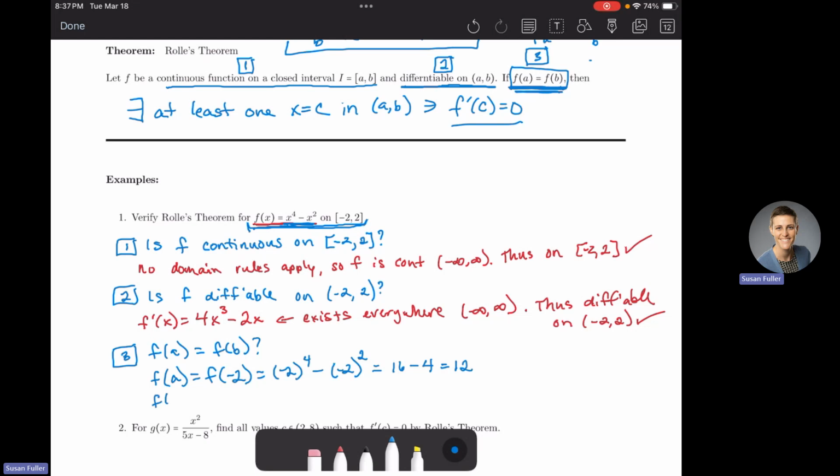And then I have to find f of b, where my b value is 2. If I take 2 and plug it into my OG function, I get 2 to the fourth minus 2 squared. And again, 2 to the fourth is 16, minus 2 squared is 4. I get 12. Again, these are equal, so I can check that box. F of a is equal to f of b. I've checked all the boxes. Thus, Rolle's theorem applies.